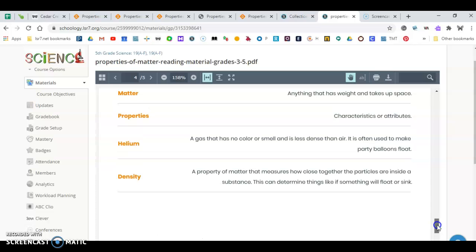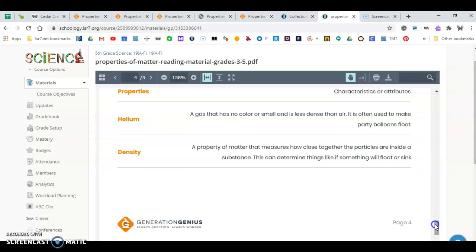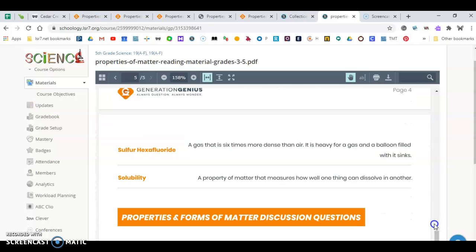Density: a property of matter that measures how close together the particles are inside a substance. This can determine things like if something will float or sink. Sulfur hexafluoride: a gas that is 6 times more dense than air. It is heavy for a gas, and a balloon filled with it sinks. Solubility: a property of matter that measures how well one thing can dissolve into another.